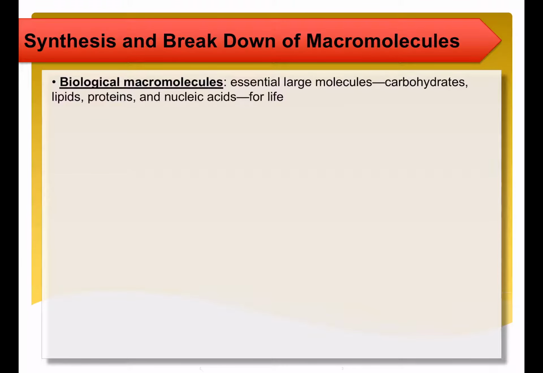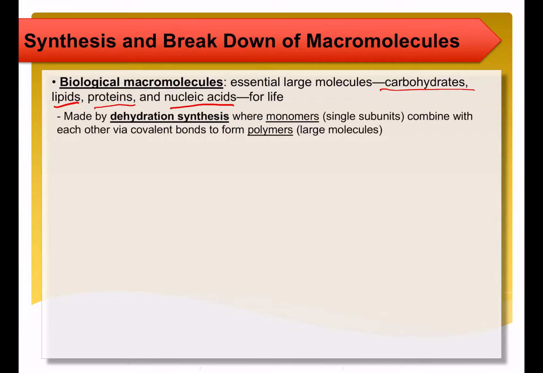So the four major classes of biological macromolecules we will discuss in this chapter are carbohydrates, lipids, proteins, and nucleic acids. All of them are essential, meaning that they are necessary for survival of life. Hence, that's why we call them essential.